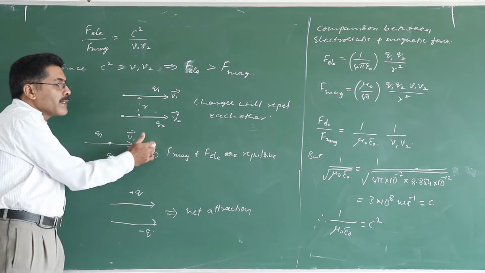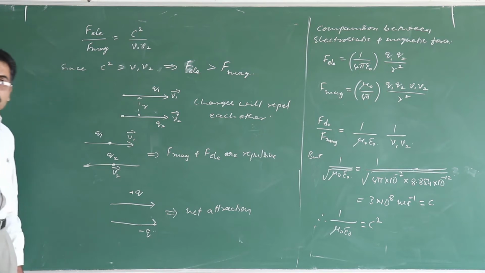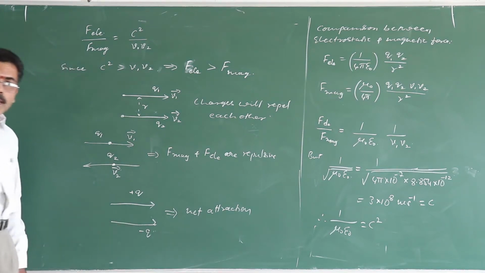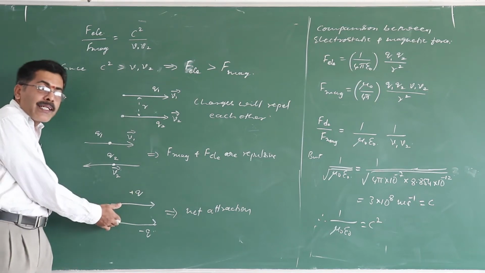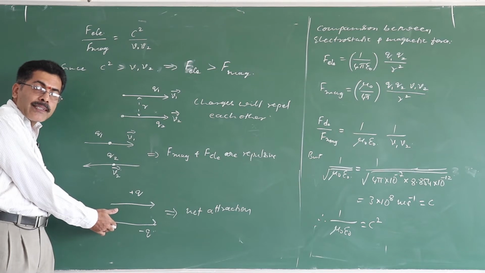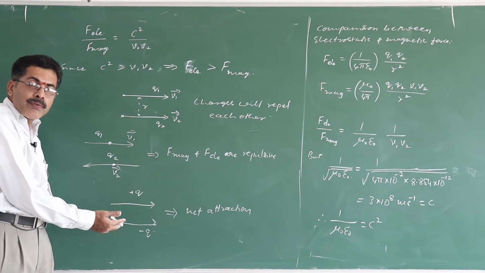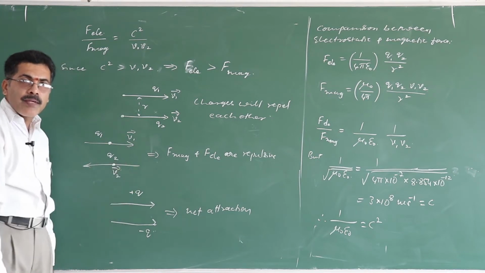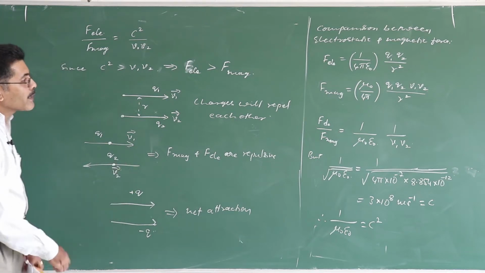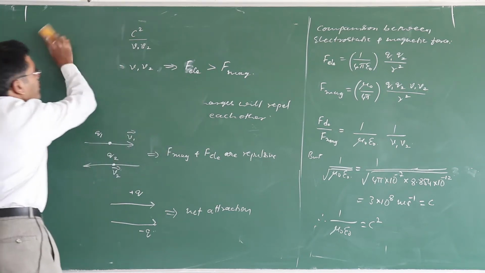Here in both these cases there will be net repulsion. In this case there will be net attraction. Have you got it? Even if they move in opposite directions, there is a magnetic force of attraction. Electrostatic force of attraction is there, therefore there will again be net attraction. Have you got it? These are some of the important cases related to this topic.